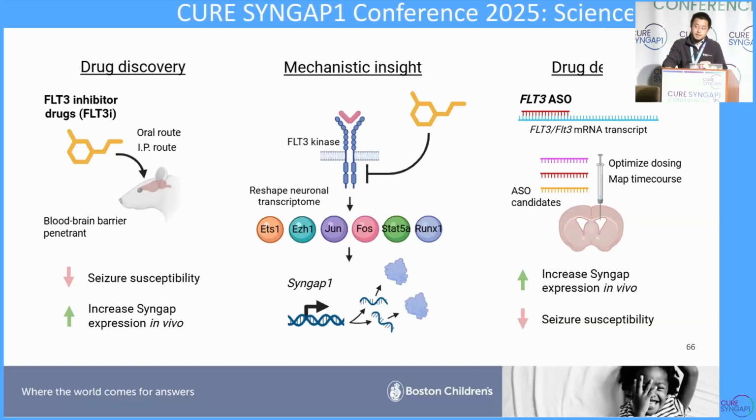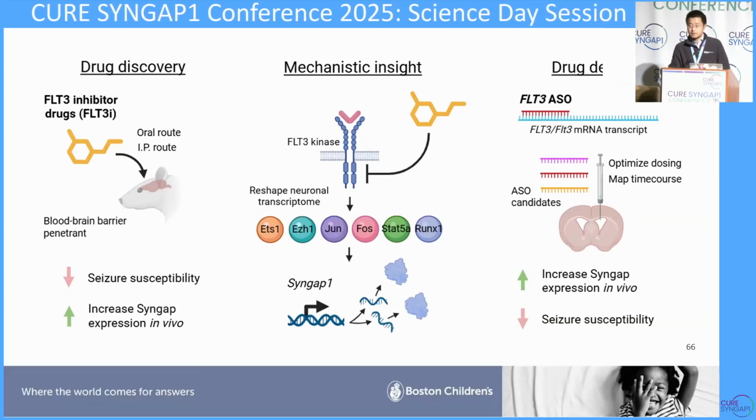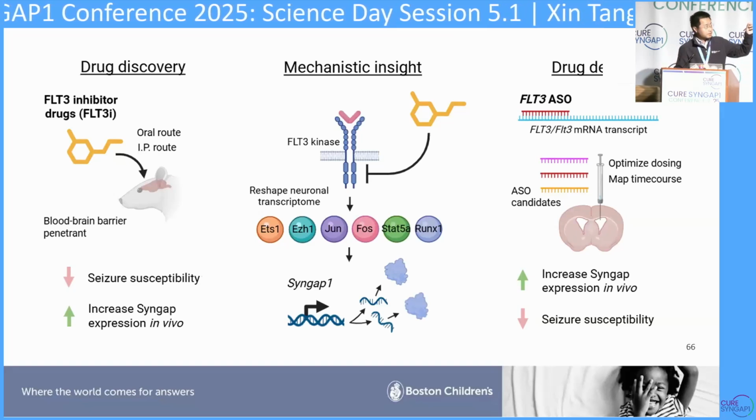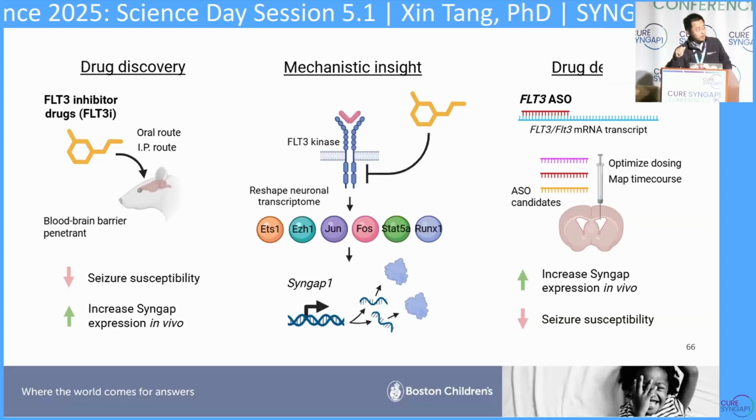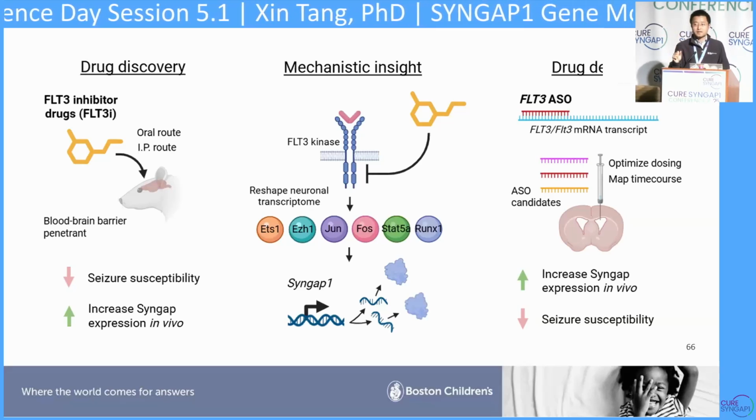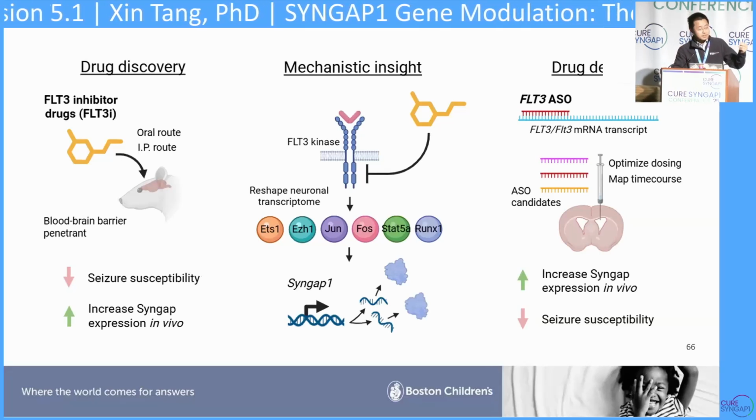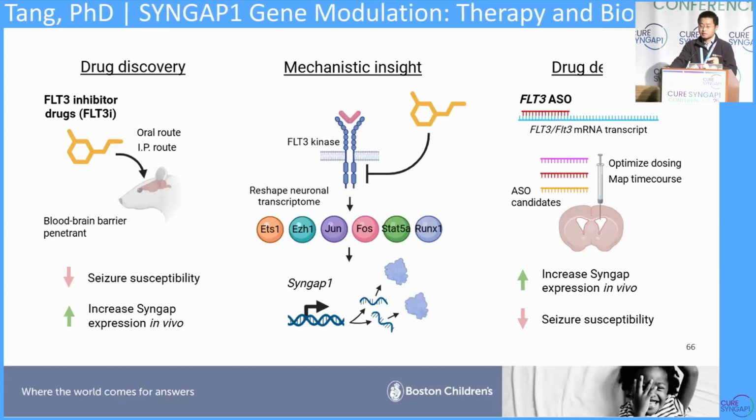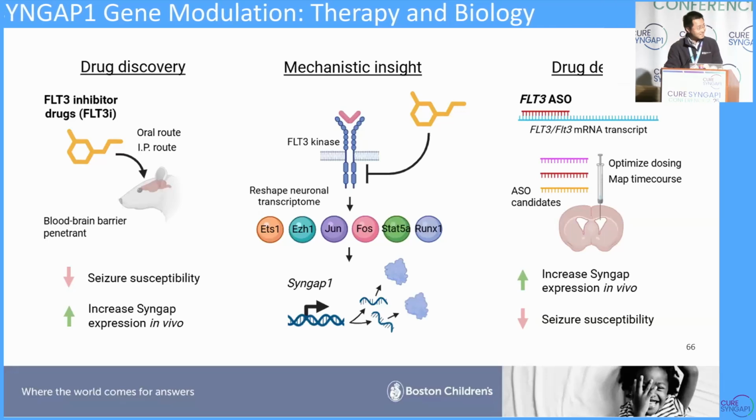And then with these insights, we went into drug design, with some bespoke therapies. In this case, we use the antisense oligo modality, but instead of targeting Syngap, we target the FLT3 kinase. We optimized a couple of candidates, optimized the dosing, how much we give to mice, and mapped the time course of efficacy. Happy to share that we found some candidates able to increase Syngap expression in vivo for a very prolonged period of time, and also reduce seizure susceptibility using the PTZ challenge. I do have more slides after this.